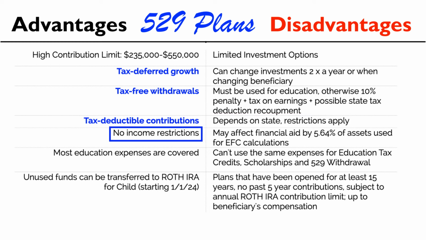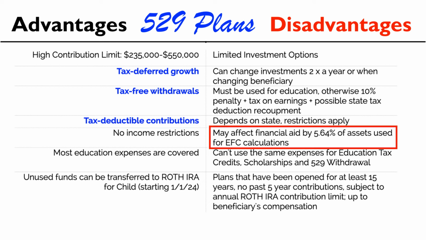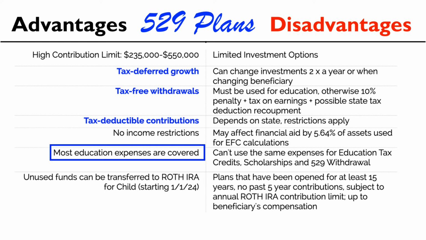Another benefit is there are no income restrictions to contribute to a 529 plan, but the amount of funds in the plan can affect your financial aid, up to 5.64% of the assets for your expected family contribution calculations on FAFSA. Additional flexibility with 529 plans is that you can use it for most education expenses.